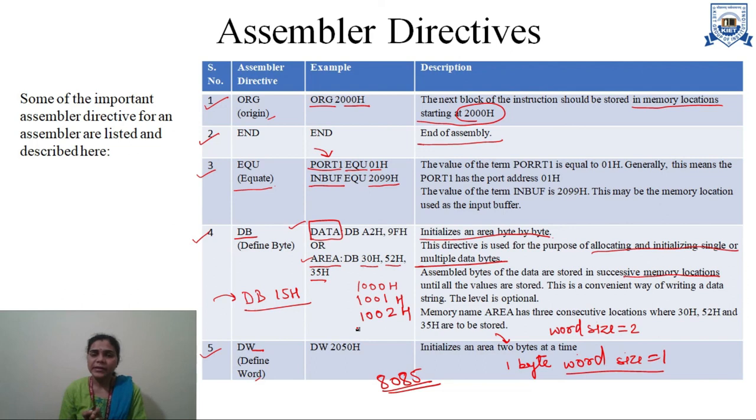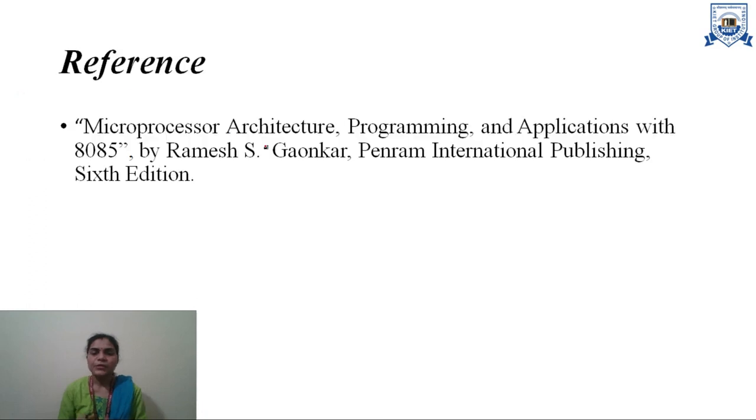These assembler directives are different from the instructions of the processor. In this lecture, we discussed various assembler directives. Assembler directives are keywords which are given to the assembler to perform some specific task. These statements are only for the assembler, and are called pseudo instructions. They are not converted into machine code.